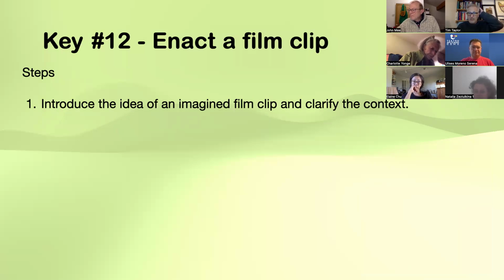So the first thing is that you want to introduce the idea of an imagined film clip, and then to clarify the context. When we're talking about context, we're talking about characters, location, events, time, tension, and focus. So the six elements that are in the hexagon. Is it a hexagon or a pentagon? Viv, help me out. It's a hexagon, isn't it? So that's what we mean by a context. If you think to yourself, well, what do we mean by context? Well, it's what you have set up with the students to create the idea of a context.